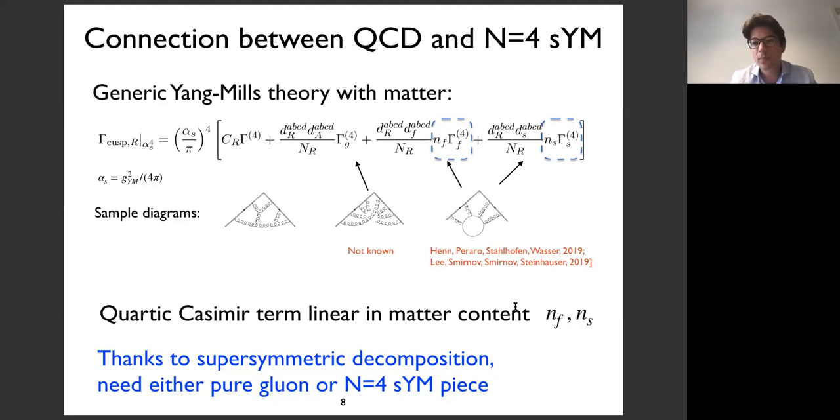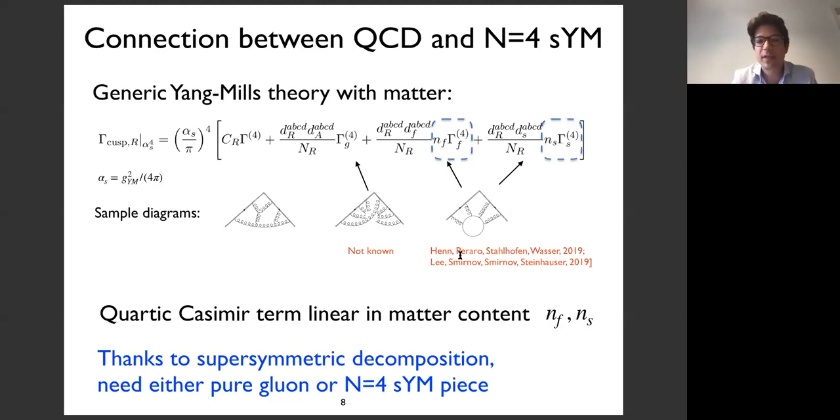And so it turns out then there's also quartic Casimir terms for the matter contributions. What's important for us is that they're linear. At this 4 loop order, they're linear in the number of fermions and the number of scalars. And because of that, we can write down a simple relationship, a supersymmetric decomposition between QCD and N equals 4 super Yang-Mills.